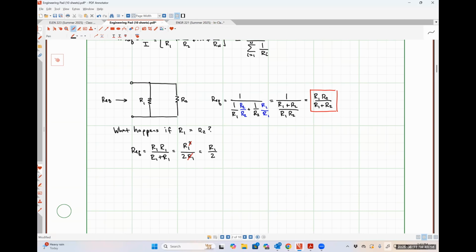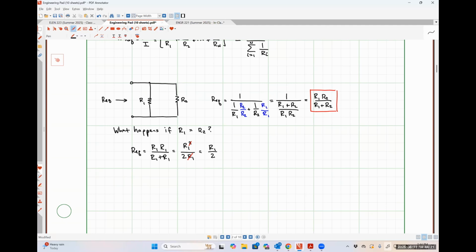So two 10-ohm resistors in parallel looks like a 5-ohm resistor. Two 1,000-ohm or 1 kilo-ohm resistors in parallel looks like a 500-ohm resistor, and so on and so forth. You just take whatever resistor value you were given and multiply it by a factor of 1/2. That's your REQ, always whenever you have two identical resistors in parallel.